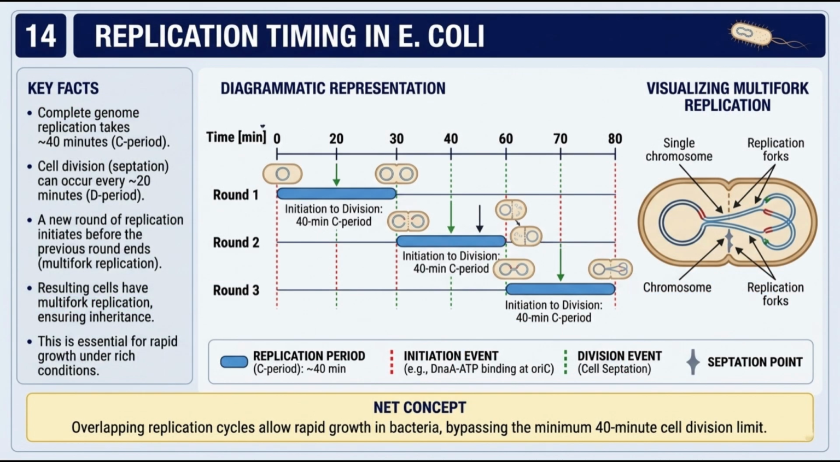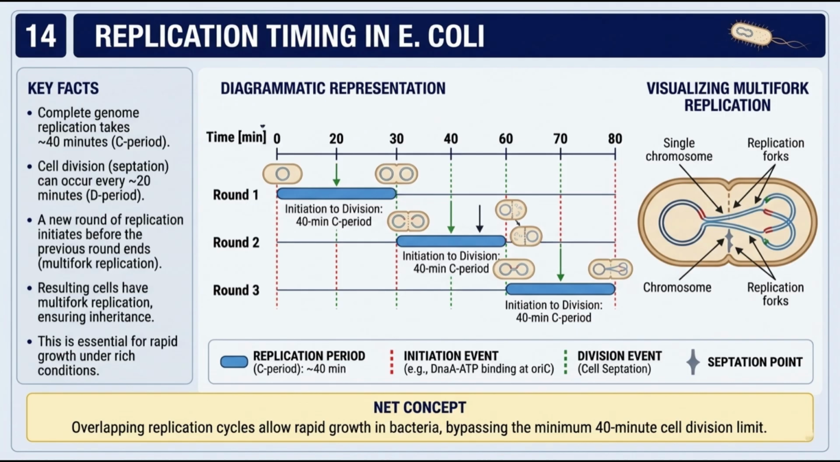Replication timing in E. coli. One fascinating aspect of bacterial replication is replication timing. The complete E. coli chromosome requires approximately 40 minutes for replication. However, under nutrient-rich conditions, bacterial cells may divide every 20 minutes. How is this possible? The answer lies in overlapping rounds of replication.